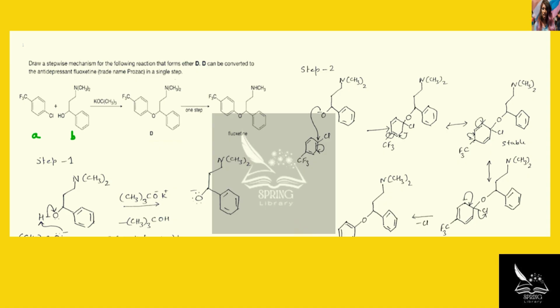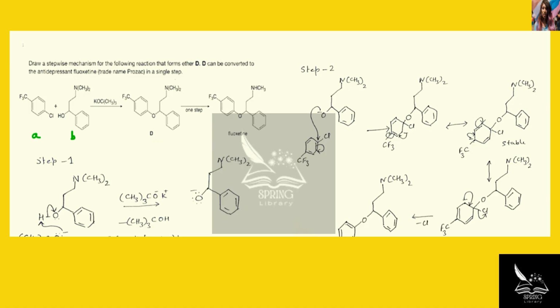suppose this is compound A and this is compound B, in the presence of this tertiary butanol potassium salt, we should get the D. So stepwise we are moving.